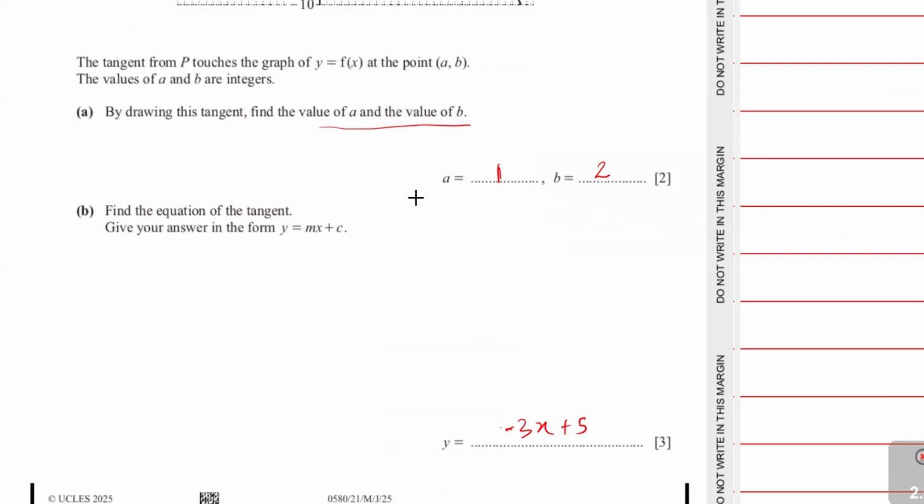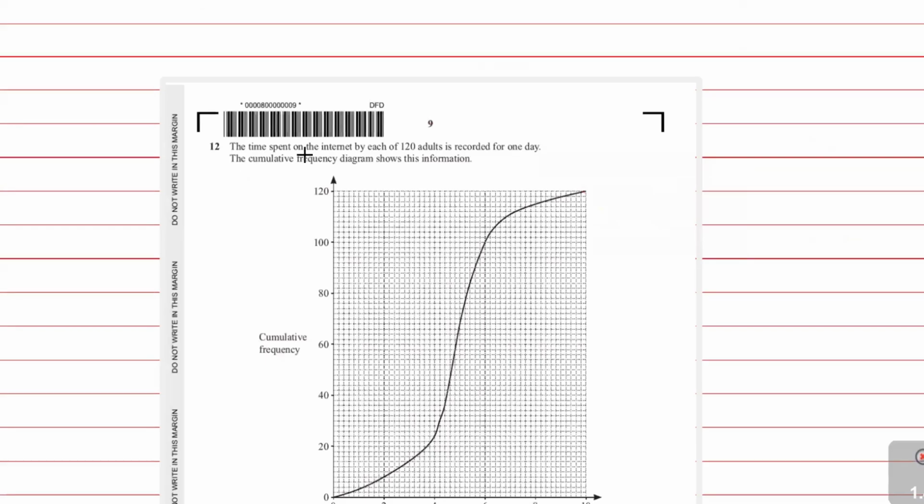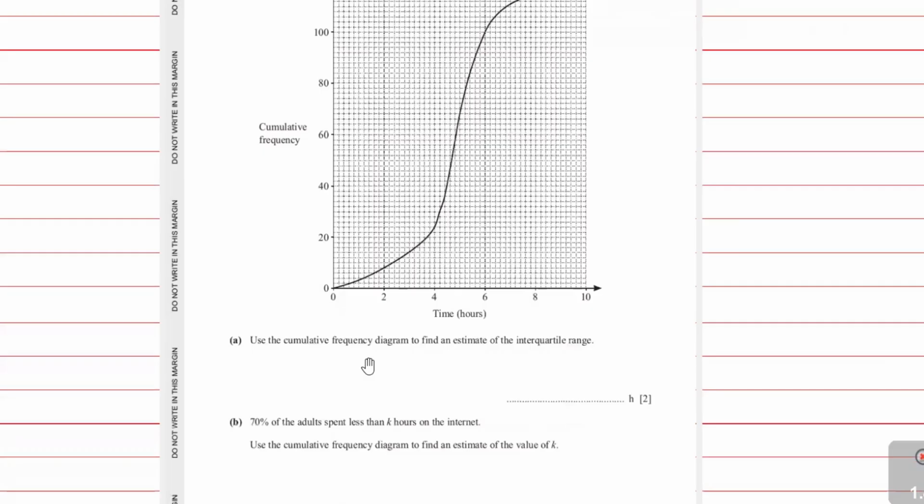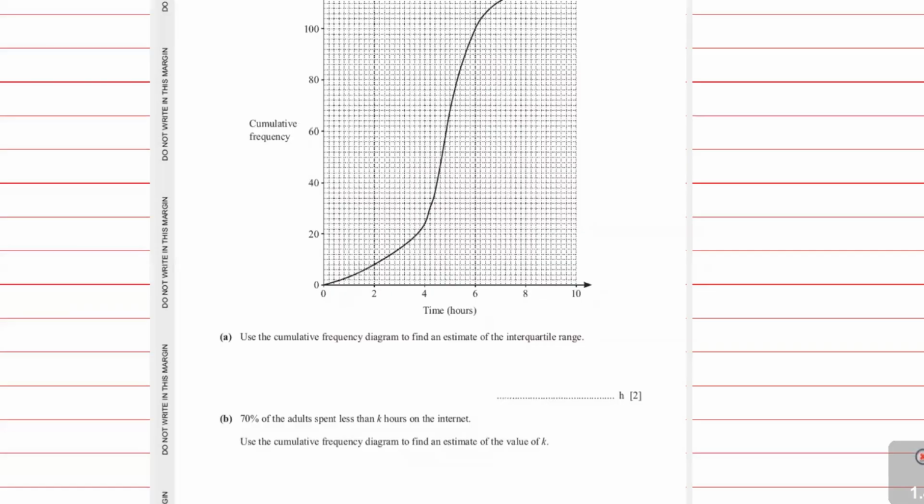Next question, question number 12. The time spent on the internet by each of 120 adults is recorded for 1 day. The cumulative frequency diagram shows this information. Use the cumulative frequency diagram to find an estimate of the interquartile range. Look here, the interquartile range formula here is upper quartile minus lower quartile.